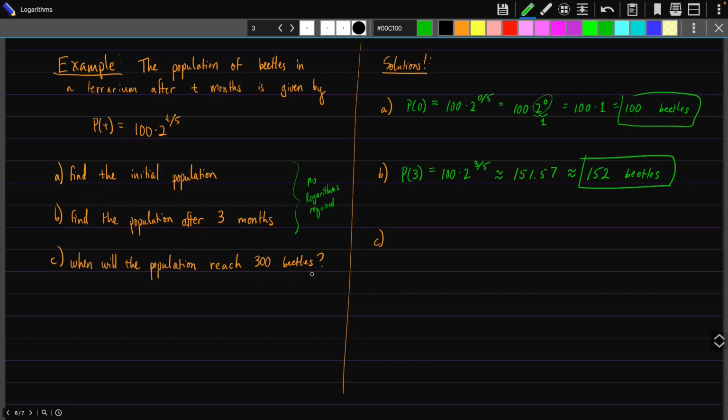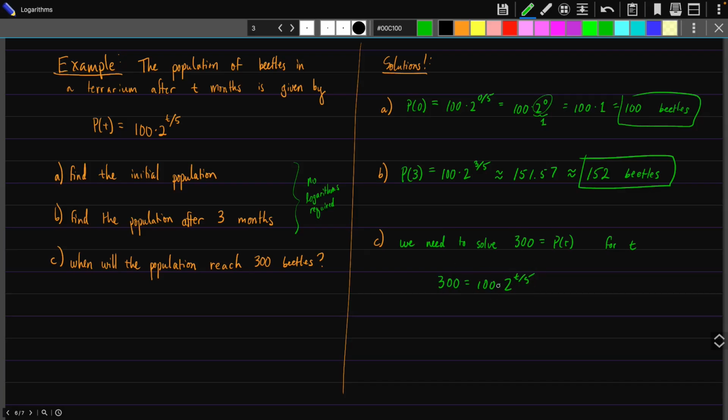So the third question is, when will the population reach 300 beetles? The key thing here is that we don't want to compute p of 300. That tells us the population after 300 months. That's not what we want. So instead, we need to solve 300 equals p of t for t. Substituting in our formula for p of t from the problem statement, we get 300 equals 100 times 2 to the t over 5, right? We need to find the value of t that solves this equation.